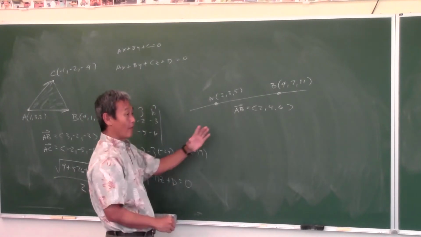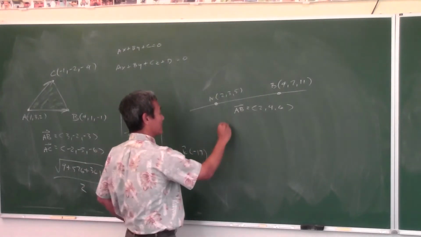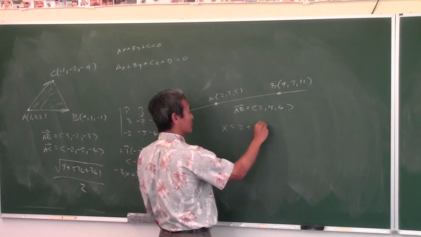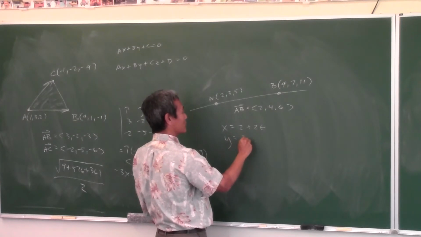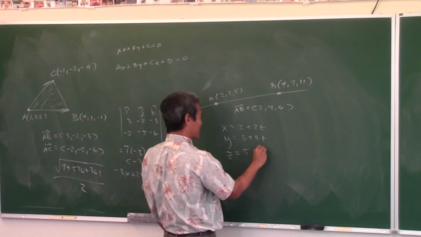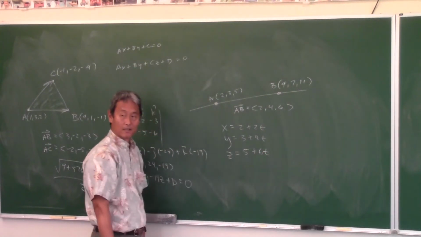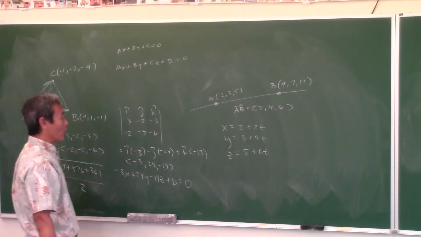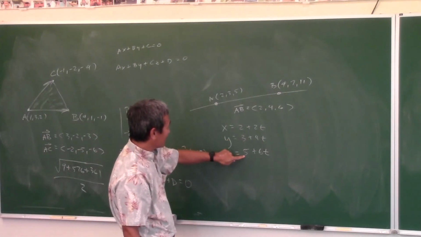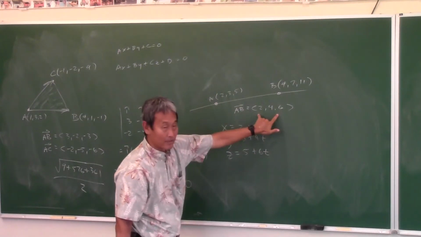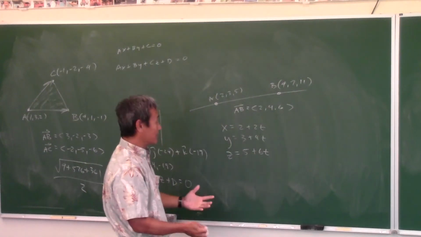Watch what I do. Therefore, the equation of this line is going to be x equals 2 plus 2t, y equals 3 plus 4t, z equals 5 plus 6t. You see how that works? Notice that these numbers here correspond to that point, and the coefficients of t are simply the components of the vector.